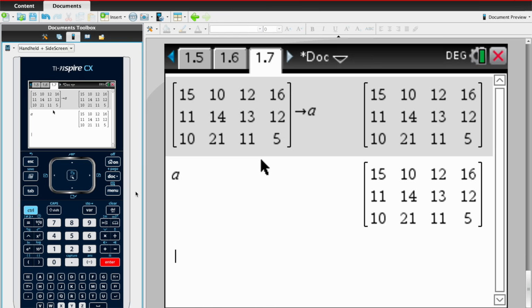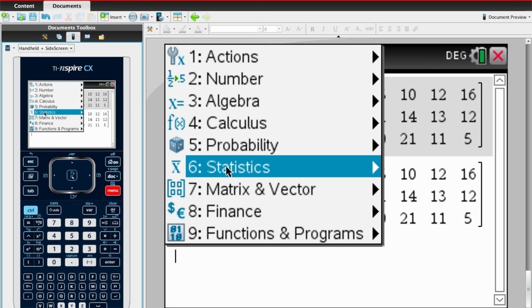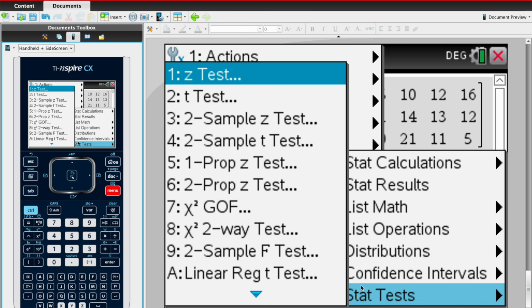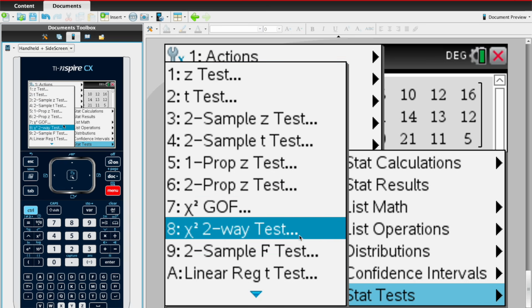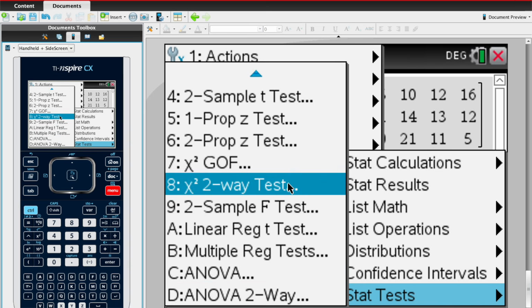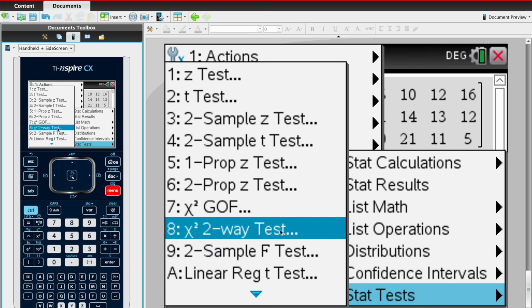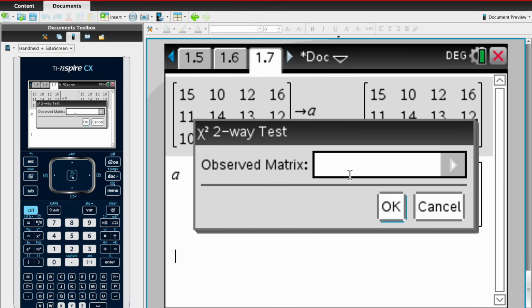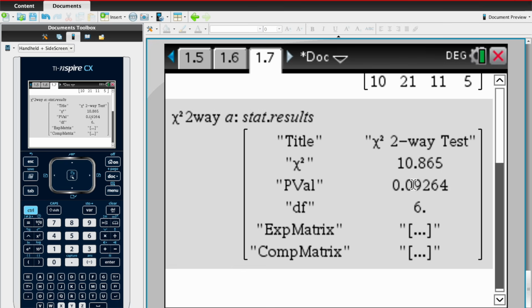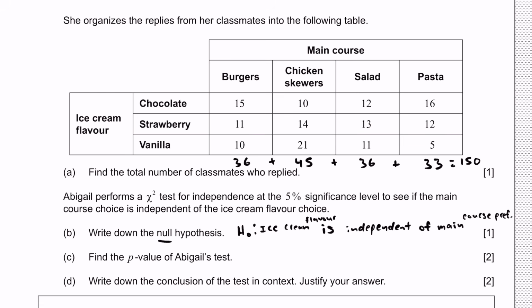So control var. I usually call it A, but you can really call it whatever you want. Making sure we're good. Let's go menu, statistics. Want to run a stat test, and in this case, we want to do a chi-squared 2-way test. Observed matrix, we've defined it as A. There we go. So the p-value is 0.09264. Let's go and write that out. P-value 0.09264.